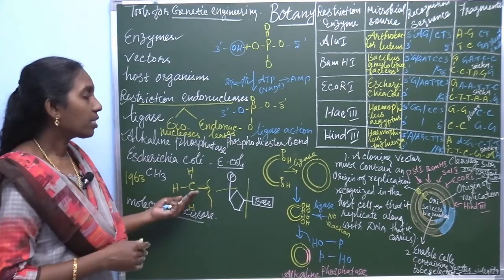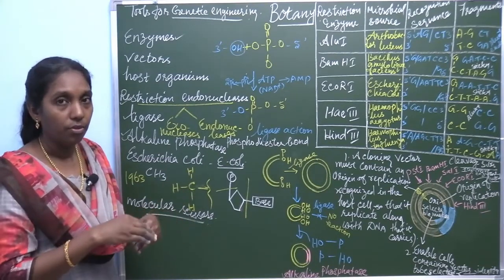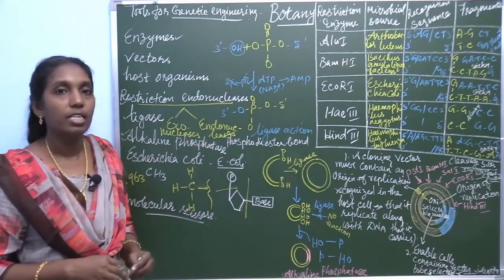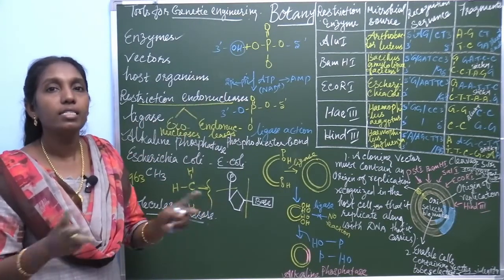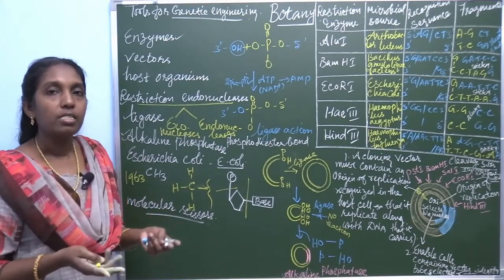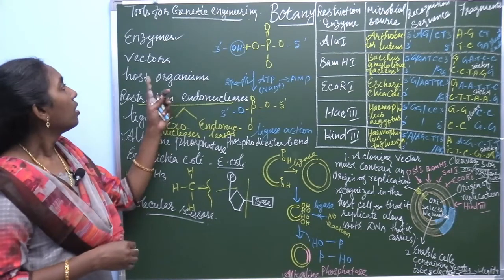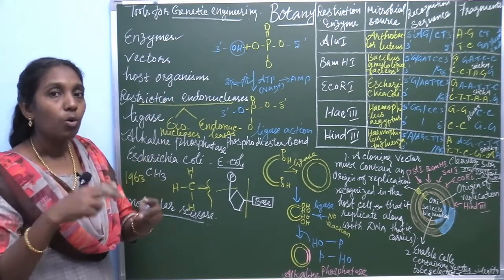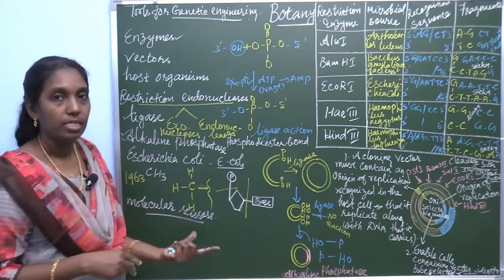Now, these restriction endonucleases are involved in genetic engineering technology to alter the DNA sequences. For altering this, vectors are important. Then what is the role of these restriction endonucleases?